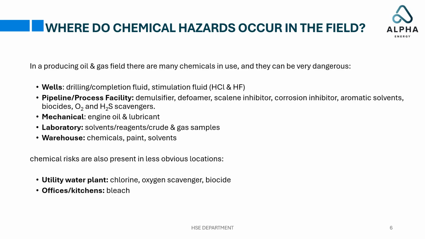Mechanical: engine oil and lubricant. Laboratory: solvents, reagents, crude and gas samples. Warehouse: chemicals, paint, solvents. Chemical risks are also present in less obvious locations: utility water plant, chlorine, oxygen scavenger, biocide; offices, kitchens, bleach.